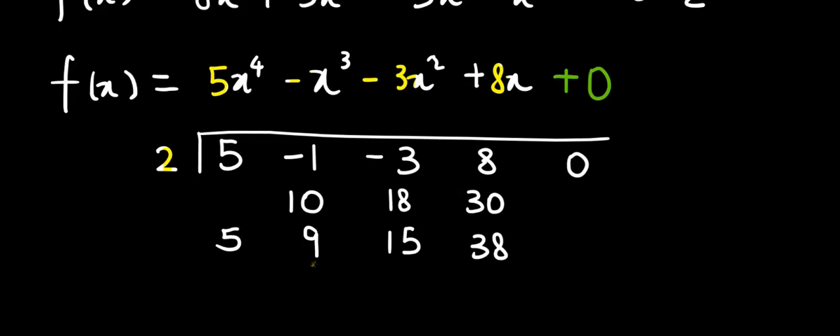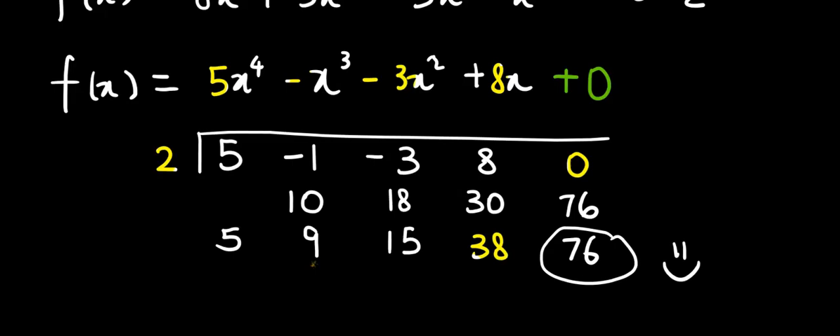The last one, remember you added a placeholder that is 0 here. It's super important because in the last step you do 2 times 38. That is 76. 0 plus 76, and then you can circle. That is my solution. That is how you use synthetic substitution.